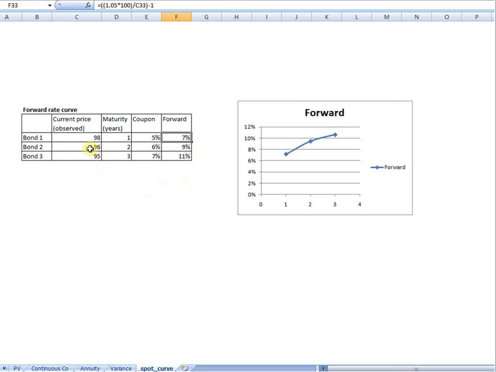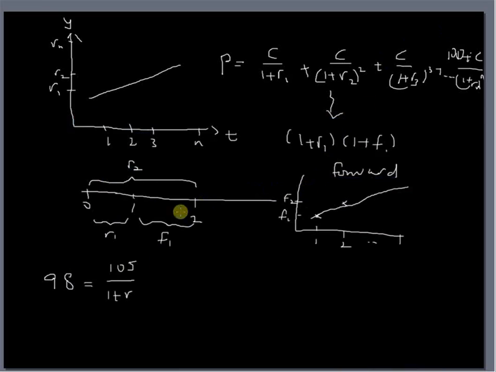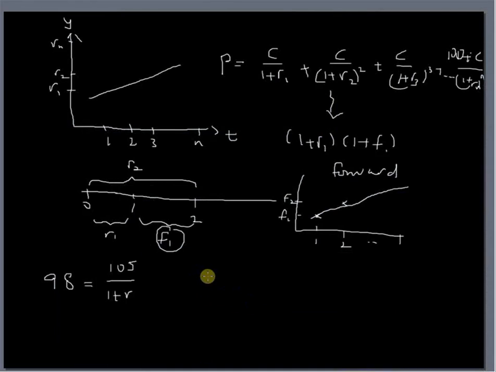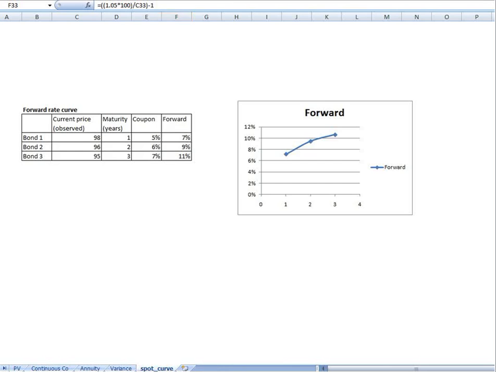Let's look at the second bond. Currently quoted at 96, maturing in 2 years, and is 6% coupon. So what is the forward rate as at the end of year 1? Again, we are trying to find this one. This one is quoting 96, 6%.